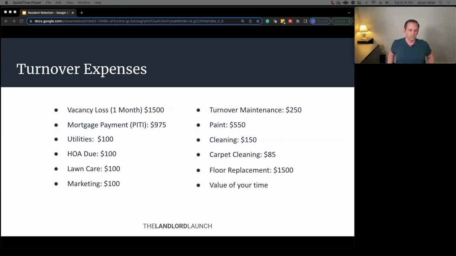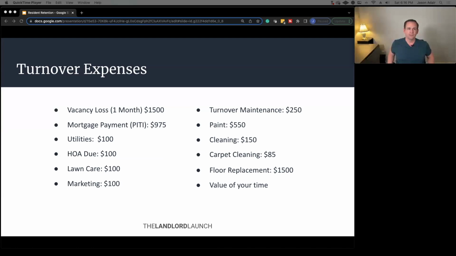HOA dues, those aren't going to stop. Lawn care, that's not going to stop. Marketing, if you're paying for marketing, that's an added expense. Turnover maintenance, even if it's a light turnover, getting somebody over there or your own time, switching out some outlets, changing out some plumbing parts, patching some holes, whatever that may be.